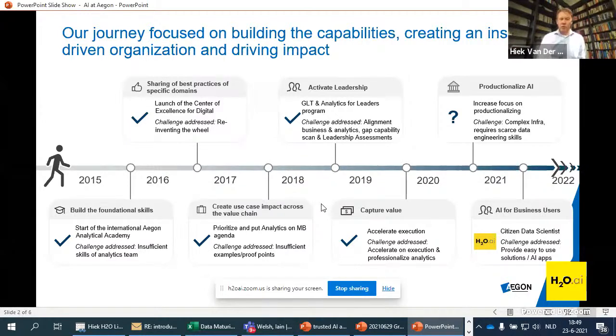We started to build an Aegon Analytical Academy to really attract good talent, to give them also a place to work in a global community. Although they work in a country unit, in the academy, they travel to different country units, pre-corona. They do assignments in different country units to really leverage best practices from one country to another.